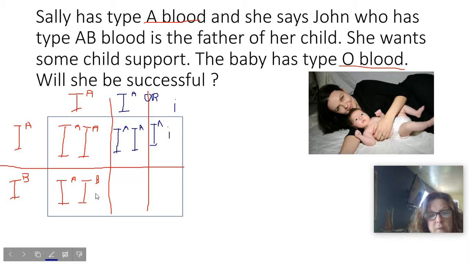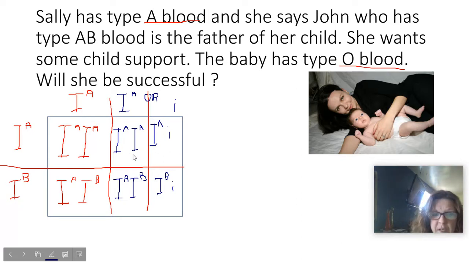Now, here, baby's going to get the A, if she has a dominant A, from Sally and a B from John. Baby's going to have type AB blood, or baby's going to get the B from John and a recessive allele from Sally and could potentially have type B blood.